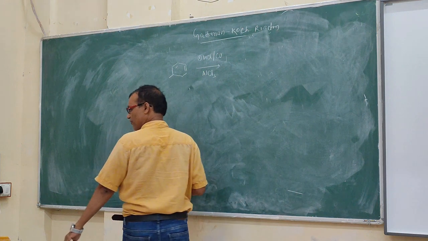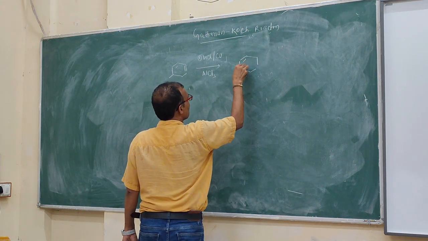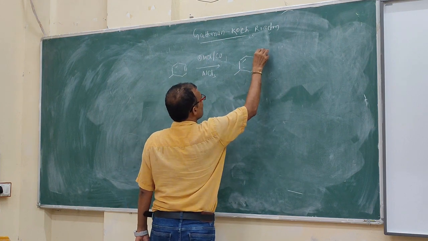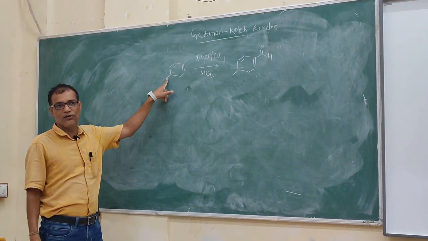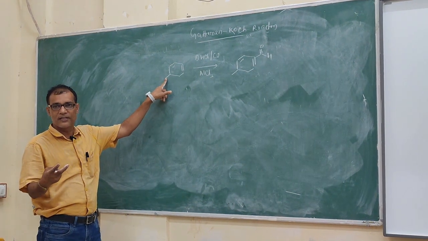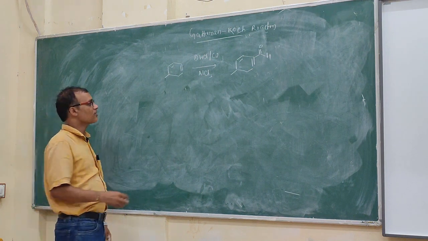So then what happens? The same formylation you can do. If it is nitro instead of methyl, then nitro will direct to the meta position. Instead of the para position, you will get the meta product. Okay, then what is the mechanism here?